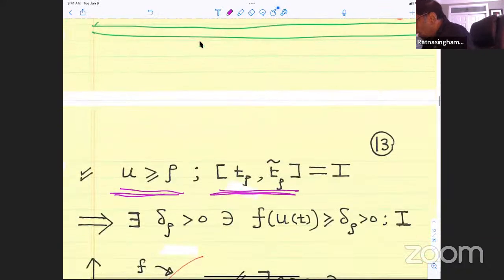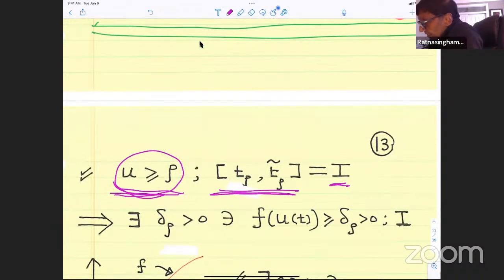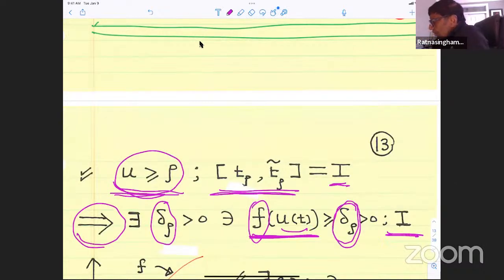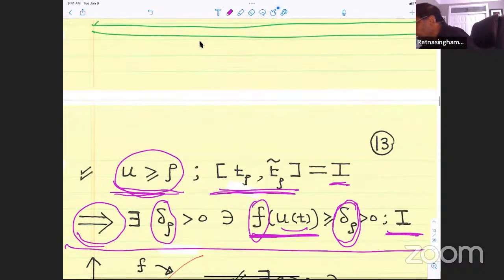So when you are in this interval, you realize that my u is bigger than rho. That's one observation that I want to say. So that implies you can find a delta rho such that f of u is greater than some delta rho when t is in I, because u is bigger than rho, so you're already into the positive range there. So you can find a lower bound. F of u will always be greater or equal to some constant delta rho as long as your t is in I. So that's your first observation that I want you all to have in mind.